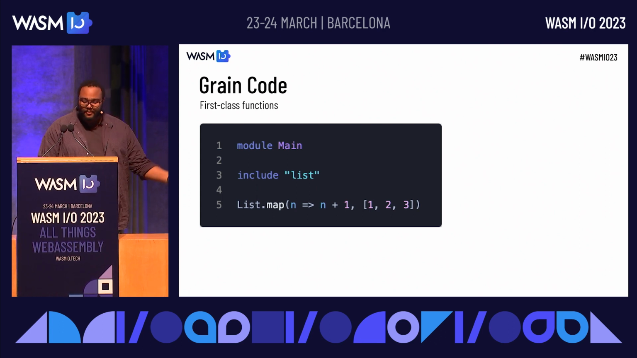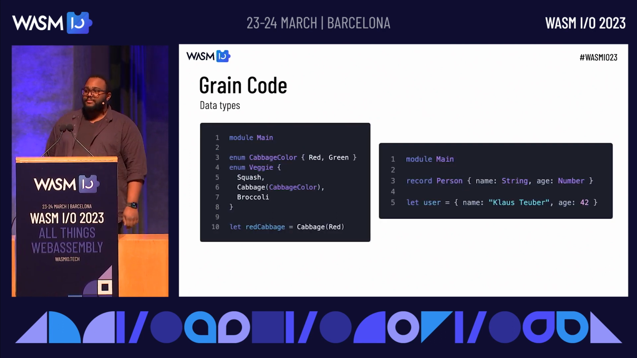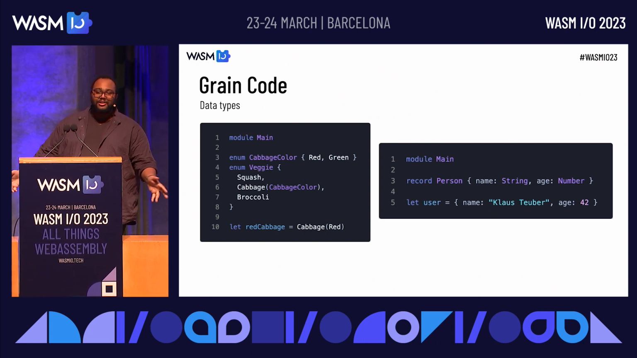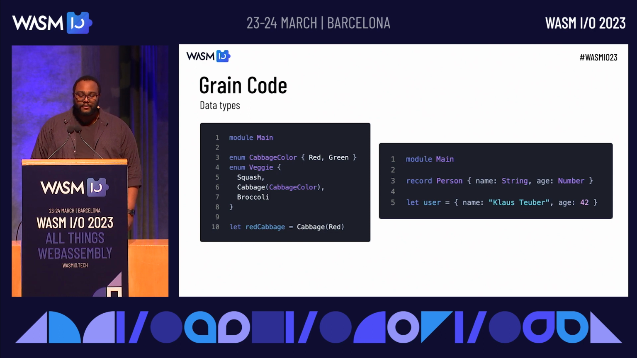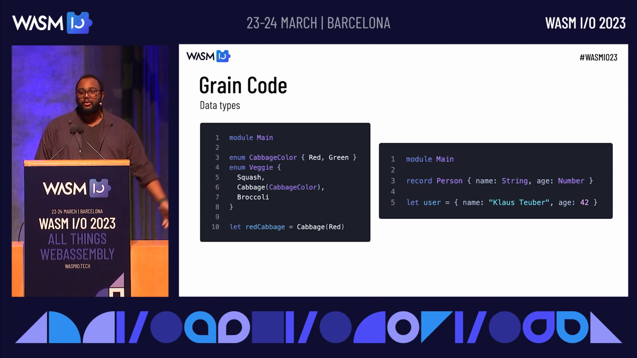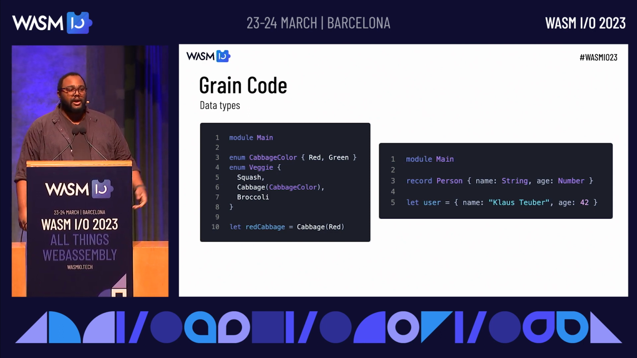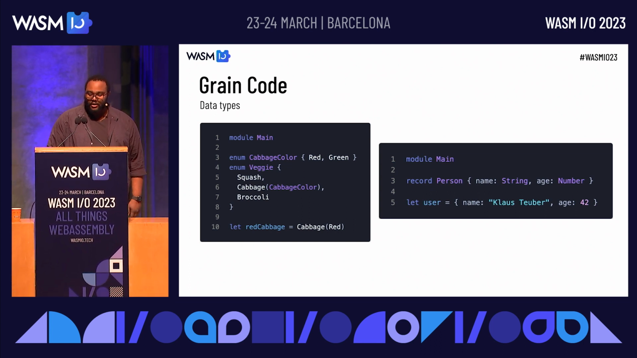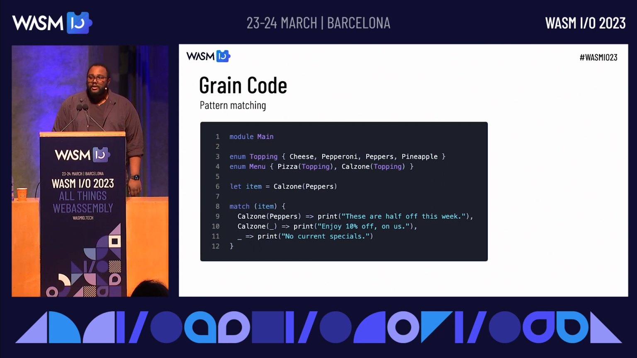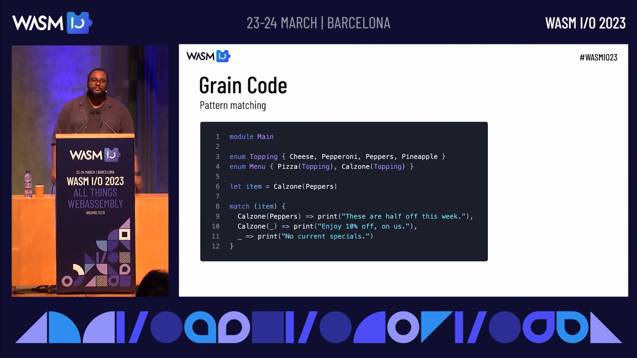Use the include statement. Data types. This is where things get a little real. So sort of like Rust, we have enums. They're very powerful. We'll talk about them a little bit more in a second. And of course, we have records, so that way you can have data of different types all together in one place. So that brings us to pattern matching.